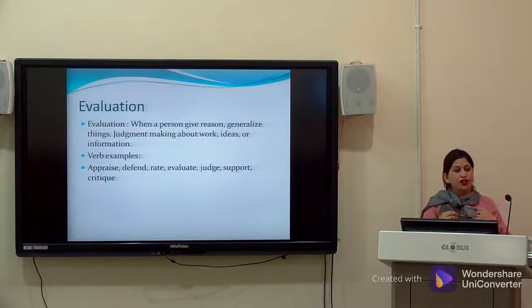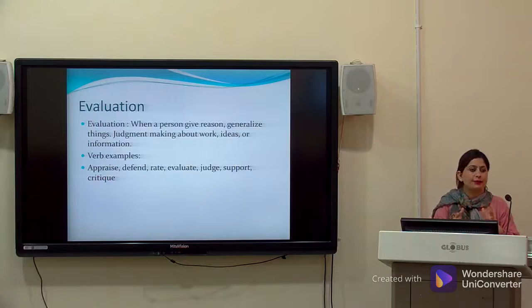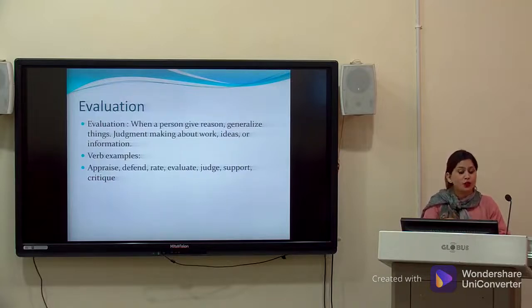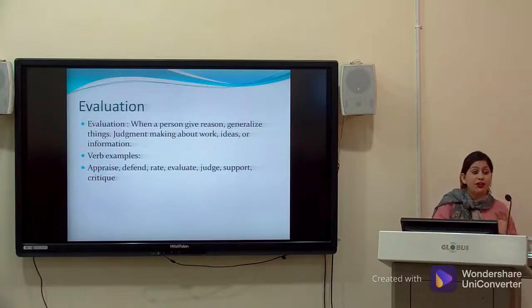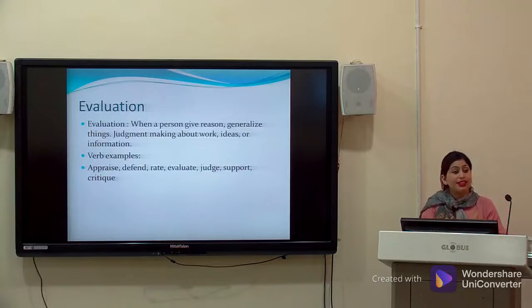So in evaluation, when we have analyzed and compared between the two concepts, the learner has reached the level where he can come to a conclusion, where he can generalize, where he can make a judgment about which one is better. Is the traditional method better, or is the new project method better? In judgment, a person gives reasons, can generalize, and can make judgments about work, ideas or information. That is the evaluation part.